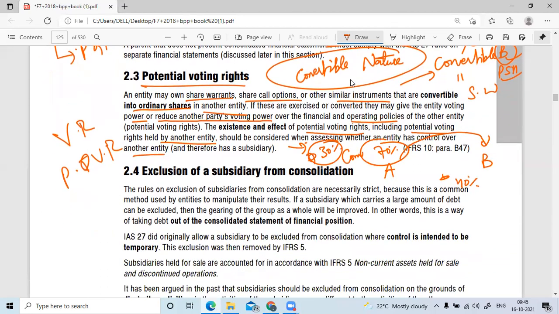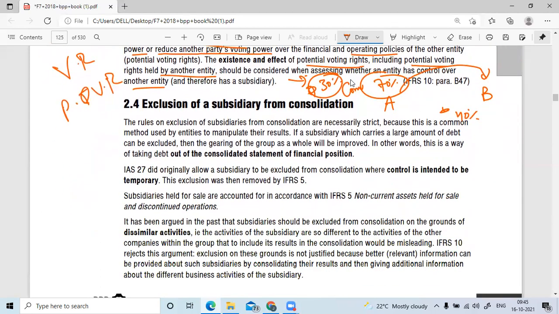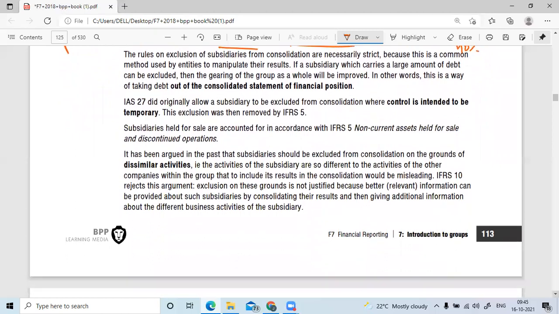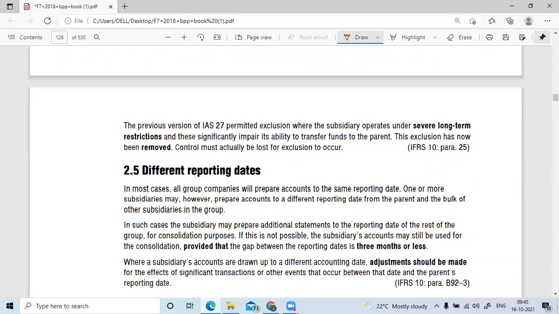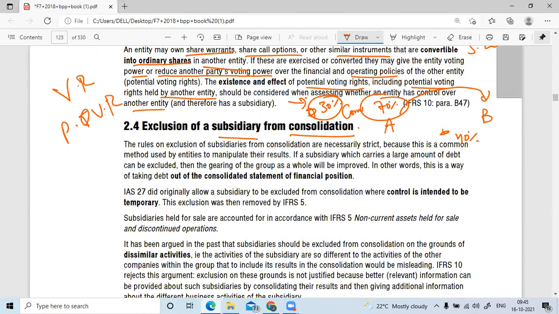Now, exclusion of a subsidiary from consolidation. Very simple. If a subsidiary is sold, do you think there is a need to again consolidate? No. So we would definitely exclude it, and we will show the profit or loss in the statement of profit or loss. Okay, so let me read these points.